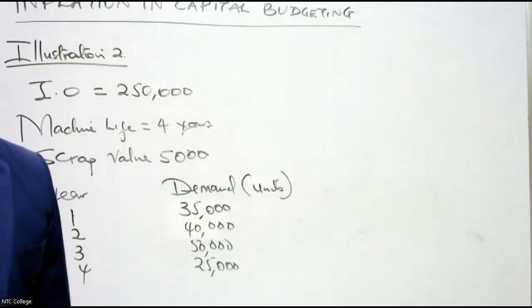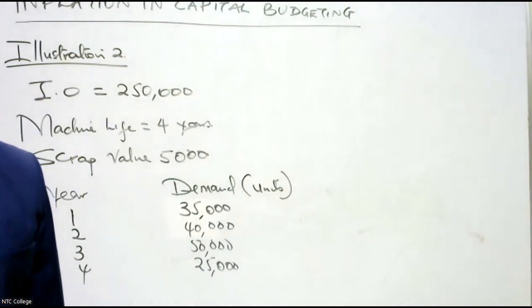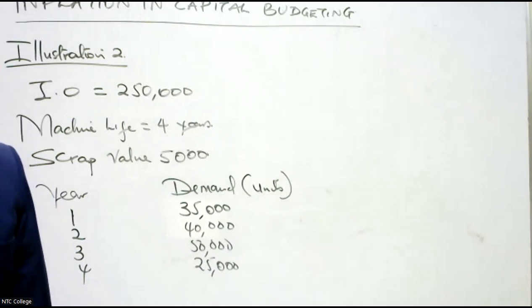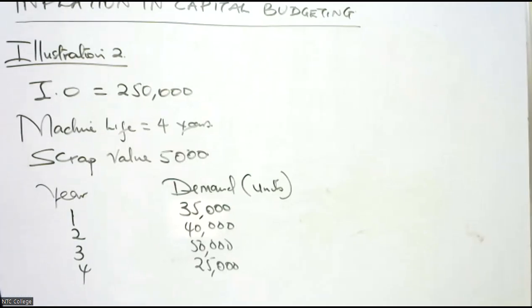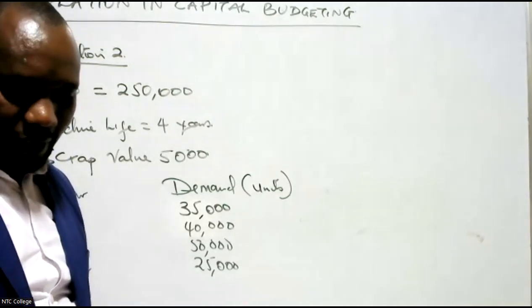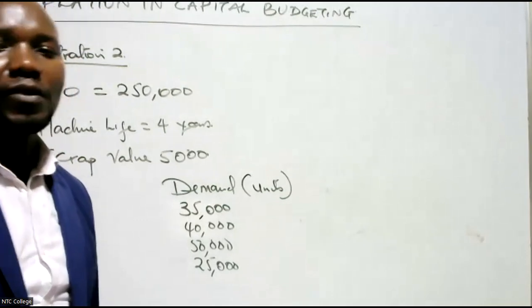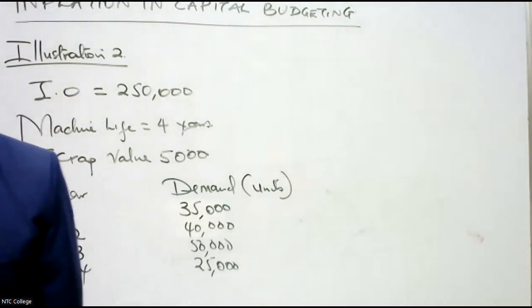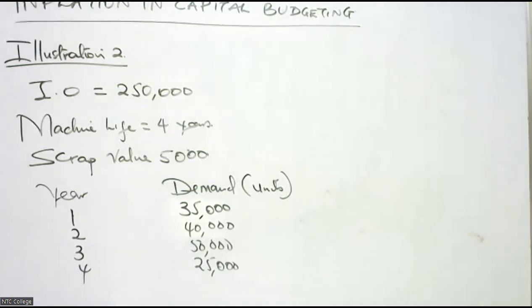Variable cost will increase by 4% per year. Fixed cost 6% per year.